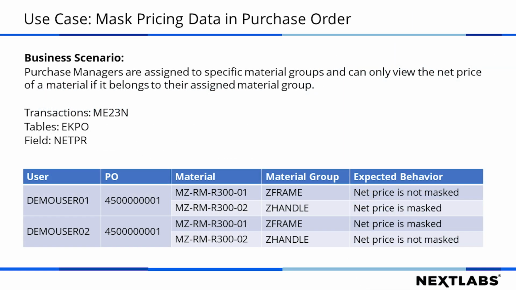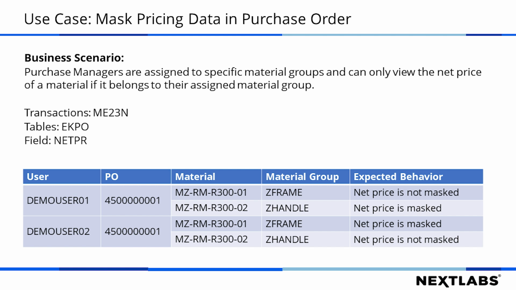In this use case, in a purchase order group, purchase managers are assigned to certain material groups. A manager can read the net price of a material only if the material belongs to a specific material group that he or she is assigned to.